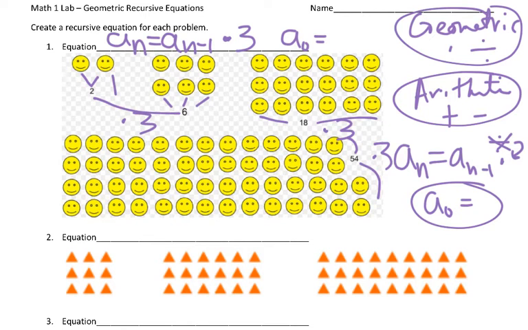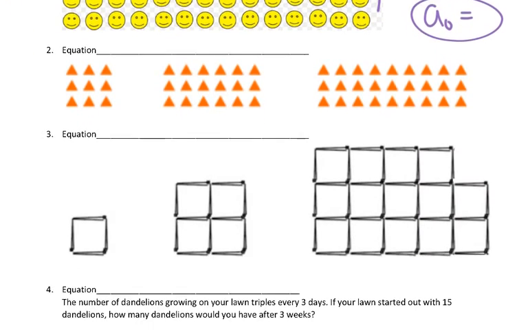And then for our start, we go backwards. So what times 3 would equal 2? Or just go 2 divided by 3 and we'd get 2/3. So you'd have 2/3 of a smiley face for our starting number. Okay? And that's really all there is to it. All right, let's take a look at the next one.